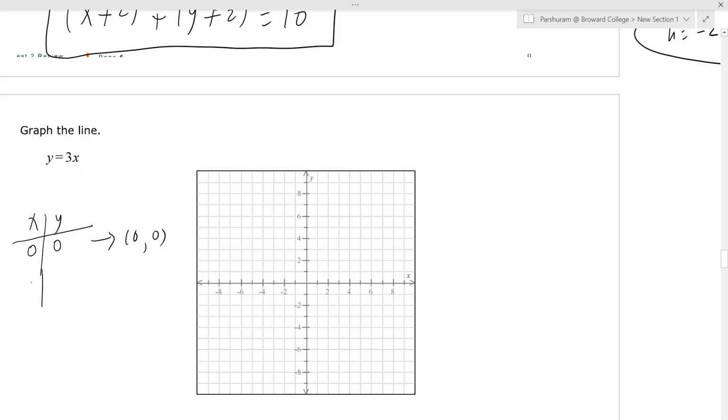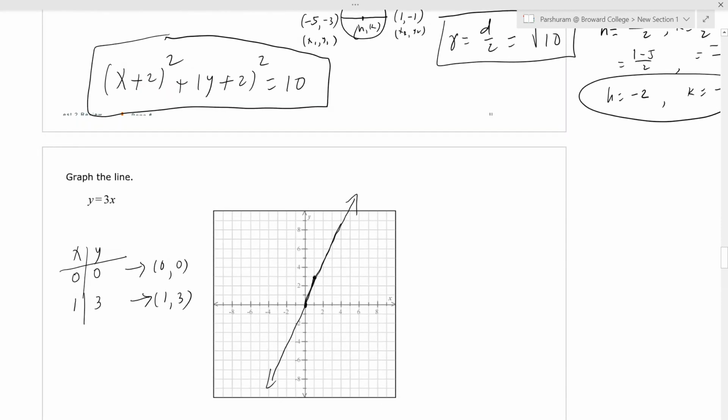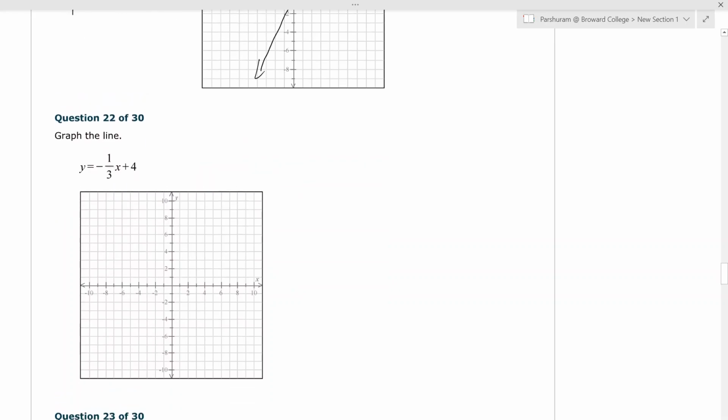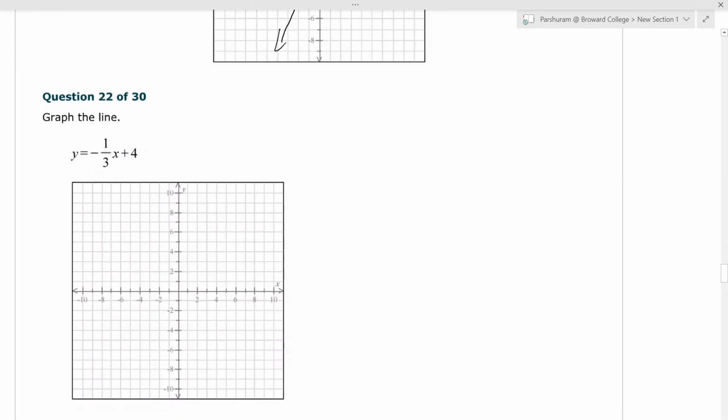So for the second point, I'm going to choose x equal 1. And if I put x equal to 1 here, it gives me y equals 3. So the next point would be (1, 3). So (0, 0) is this point, (1, 3) is this point. Now just join these 2 points, and that's how you get the line. So that's the graph of the line passing through these 2 points. So remember, graphing the line is a very easy thing if you know how to find the points.